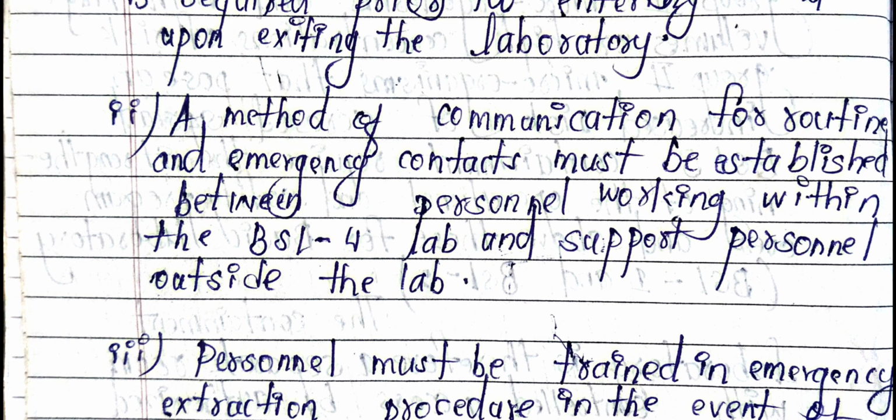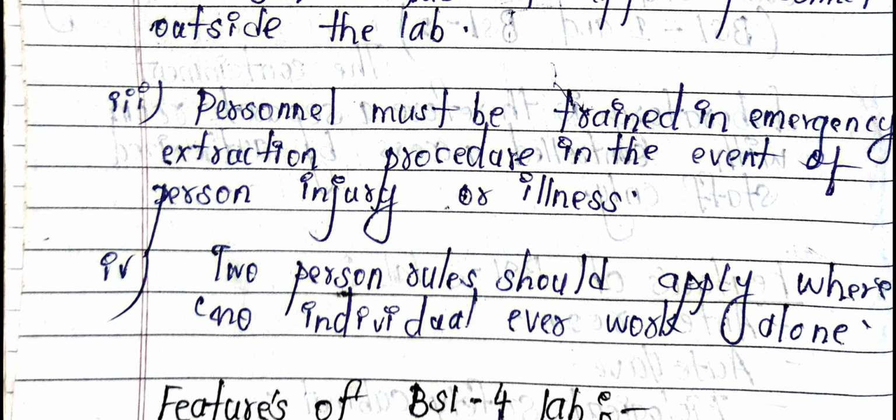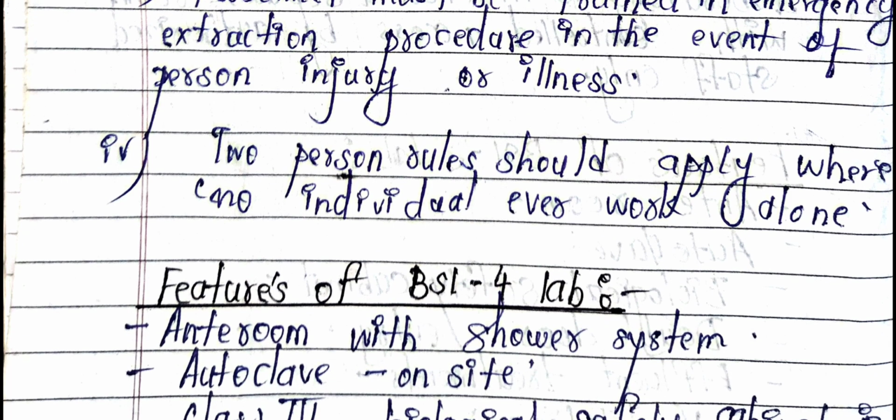emergency contacts must be established between the personnel working within the BSL-4 lab and support personnel outside the lab. Personnel must be trained in emergency extraction procedures in the event of personal injury or illness. Fourth, the 2-person rule should be applied, where no individual ever works alone.